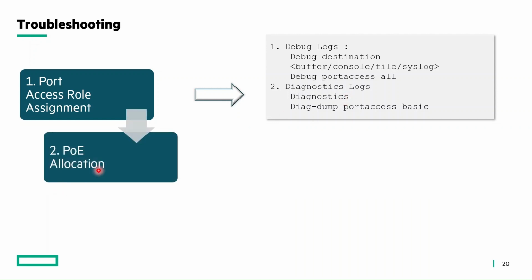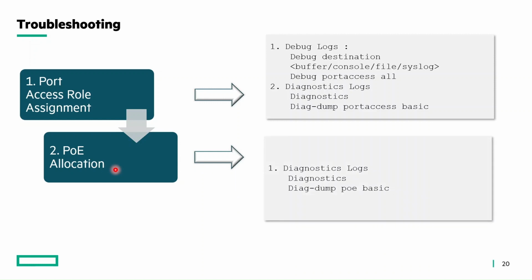Next is PoE allocation. So once the port access role assignment is successful, but still the PoE allocation has not happened correctly as per the configuration, then we can go with the next step as debugging the PoE allocation. For that purpose, you can use the following ways. You can use the diagnostic logs, diagdump PoE basic. So it will display the PoE related commands for the particular client. Based on that, we can check what PoE allocation happened for the client. If there is any difference in the PoE allocation later on, we can check is that a client specific issue or a switch issue.